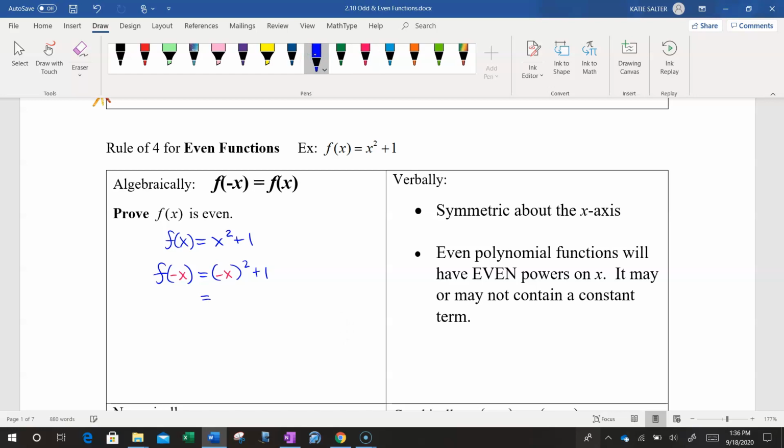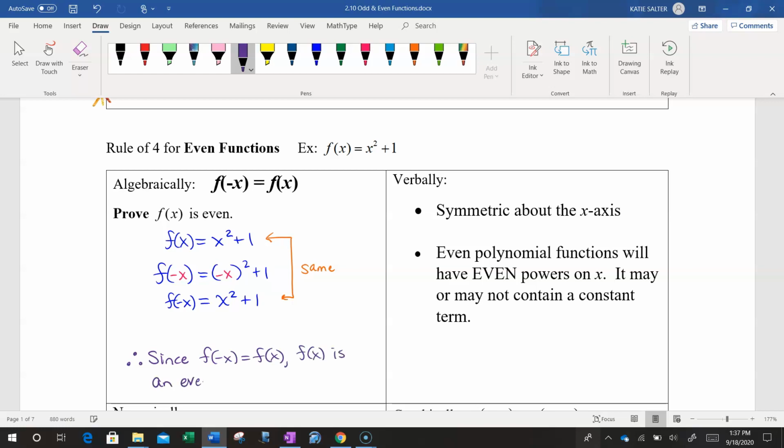So when we square negative x, it just becomes x squared. And then we still have plus 1. So what you notice is f of x and f of negative x turn out to be exactly the same. And so that's how we prove that a function is an even function. So let's make sure we state that. Since f of negative x is equal to f of x, f is an even function. And that is the algebraic method for proving or showing that this function is even.